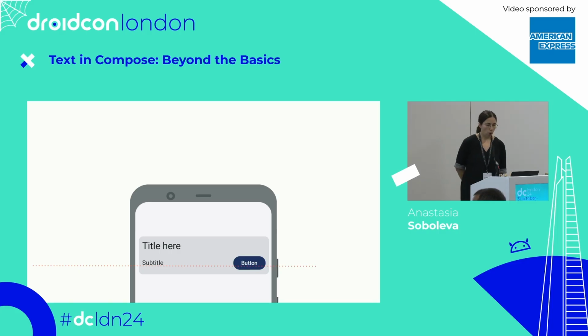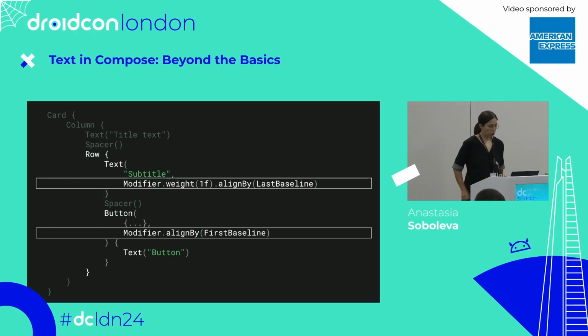Okay. One other thing that would help you to achieve a polished look when working with text is aligning by baselines, if you have 2 or more texts in a horizontal layout. Say you have here a text and a text button in a row container. Most of the time you want to align them by baseline. To do so, you use the alignBy modifier.